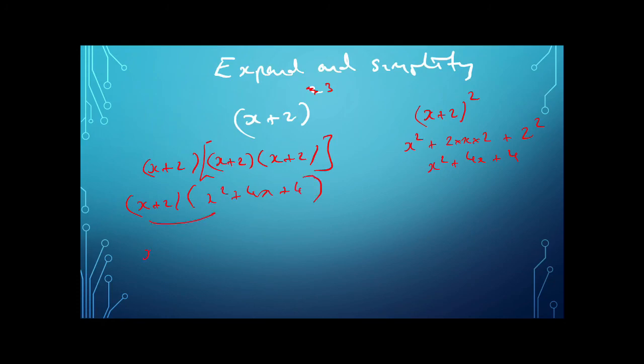Multiply x times x is x cubed, x times 4x is 4x squared, x times 4 is 4x, plus 2x squared, plus 8x, and plus 8. Adding and collecting like terms, 4x squared plus 2x squared is 6x squared, 4x plus 8x is 12x, and plus 8.